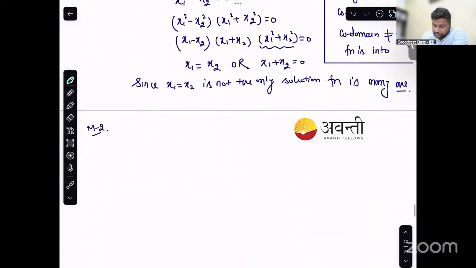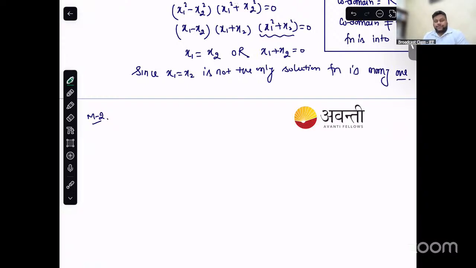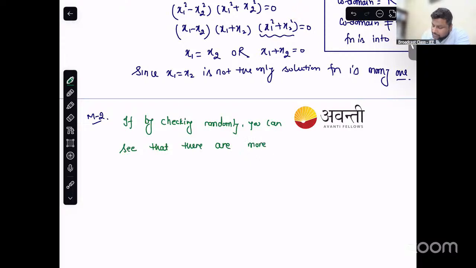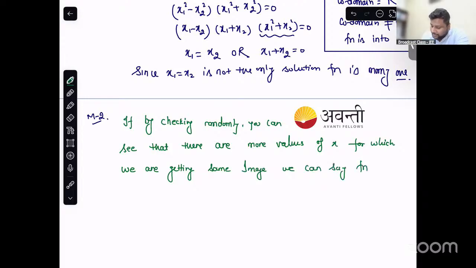Method 2. Shall we? Now, if by checking randomly you can see that there are more values of x for which we are getting the same image, we can say the function will be many-one.